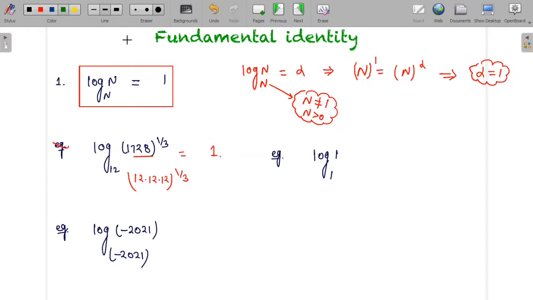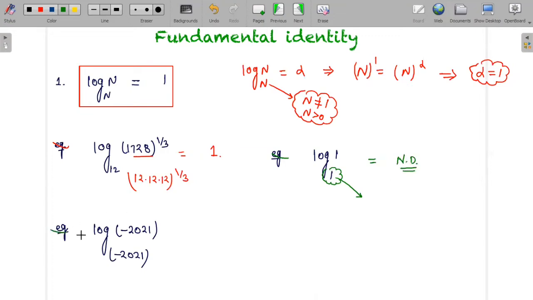Now let's take another one, log 1 to the base 1. Don't jump to the conclusion directly. You need to define your logarithmic expression first of all, and we know that in a log, the base cannot be equal to 1. So the answer for this question will be not defined instead of 1.